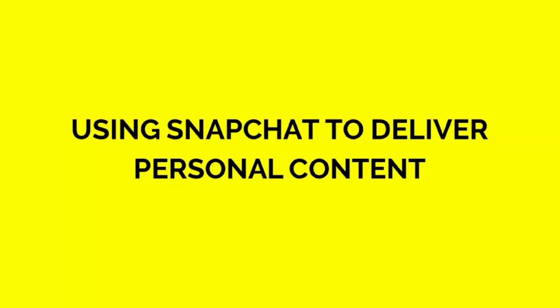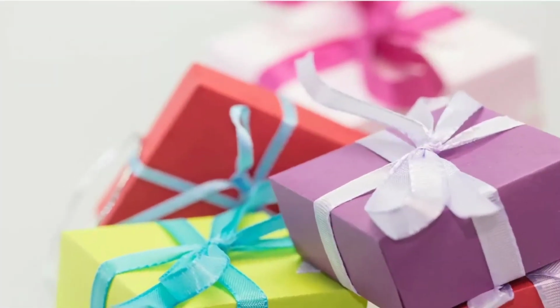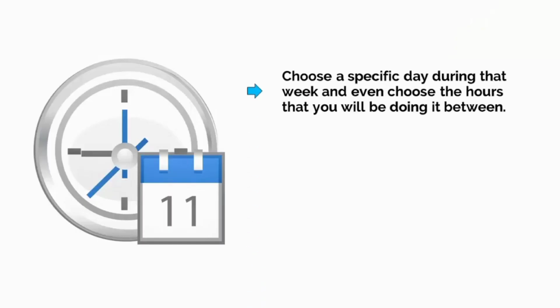This is something that you would do individually with your followers and is designed to work with the promotion that you have going on. For example, suppose that you posted on your website that sometime in the next few days you are going to give away a certain number of free items or gift certificates, but that the people who would receive them need to be followers whom you sent a personal snap to. What you should do next is choose a specific day during that week and even choose the hours that you're going to be doing it between.